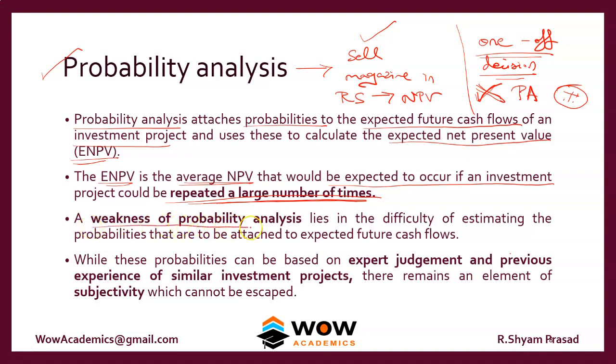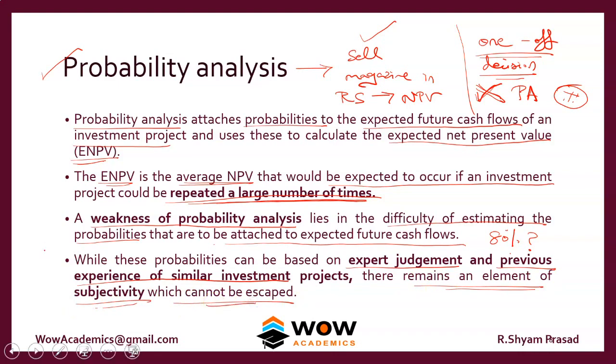The weakness of probability analysis lies in the difficulty of estimating the probabilities that are to be attached to the future cash flows. Somewhere we have found that there will be an 80% chance of sales, but how did we arrive at this 80%? What is the validity for it? Is it an objective number or a subjective number? That seems to be the problem with probability. While these probabilities can be based on expert judgment or previous experience of similar investments, there remains an element of subjectivity which cannot be escaped. So there is always some kind of subjectivity.